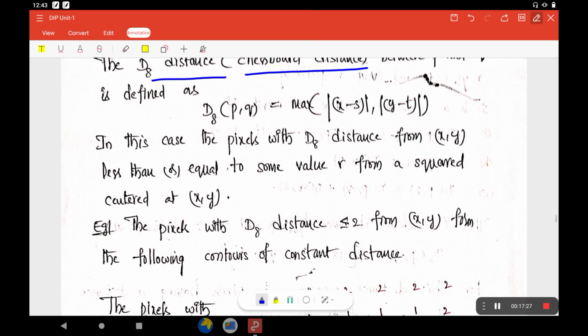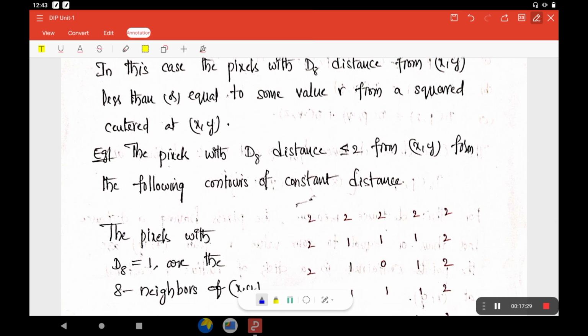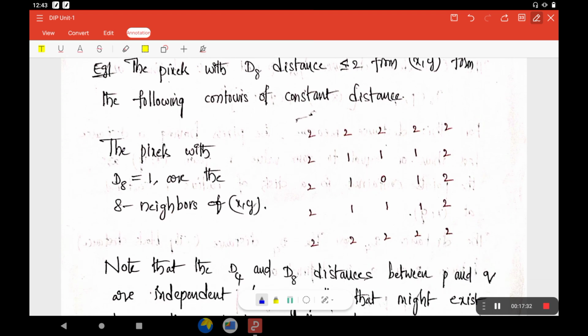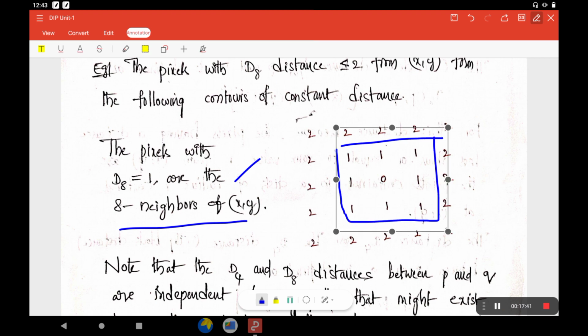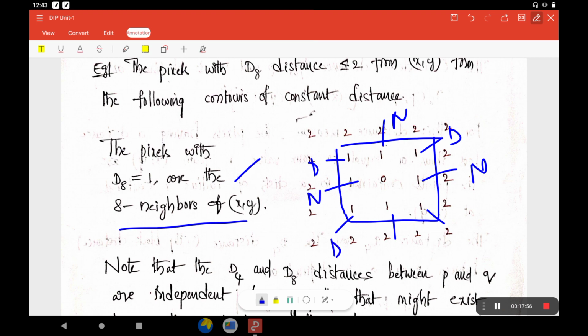In this example, we will just consider a square with a distance of 2. Here also, if the distance is equal to 1, then it is called the 8 neighbors of P. That means the border pixels may not be present. This is the central pixel, and these are the diagonal pixels. These are called neighboring pixels and diagonal neighbors. So this generally gives the 8 neighbors.